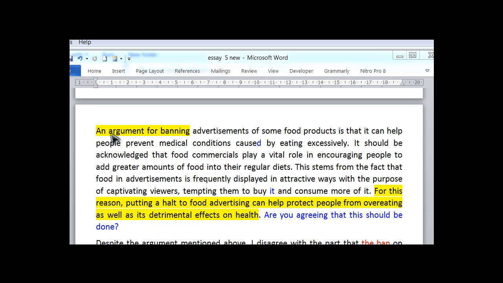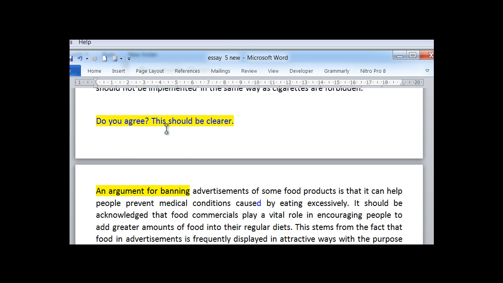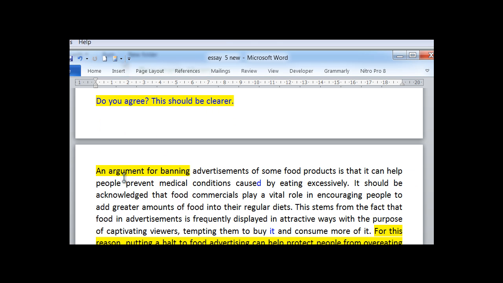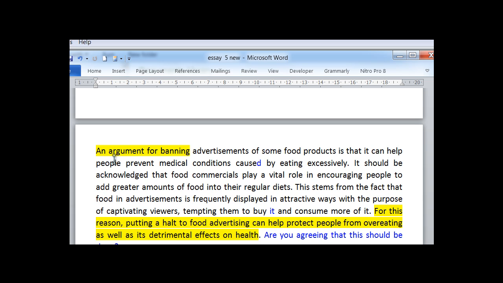And then we've got this second paragraph here. What I don't like is, and what I've said to the writer above, do you agree? This should be clearer. So the writer writes an argument for banning advertisements, or you can say advertisements if you want American accent, of some food products is that it can help people prevent medical conditions caused by eating excessively. An argument for. It's not quite clear if the writer agrees with this argument or not. They're just basically saying that there is an argument. So I'd like this to be clearer.